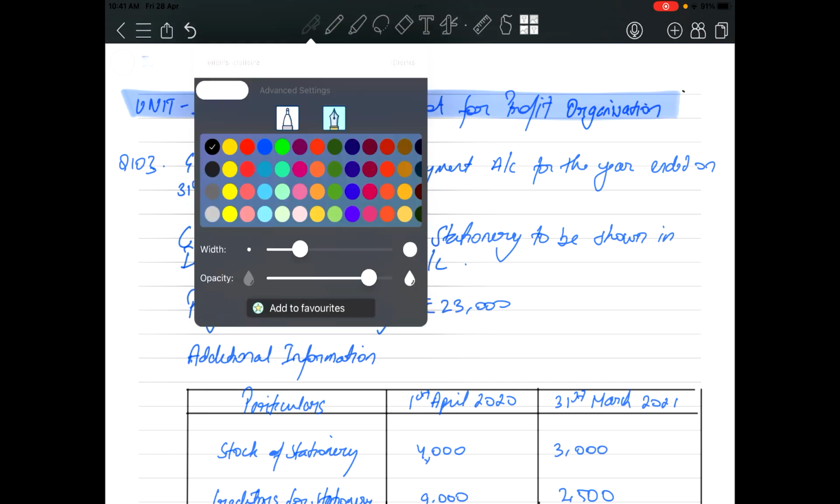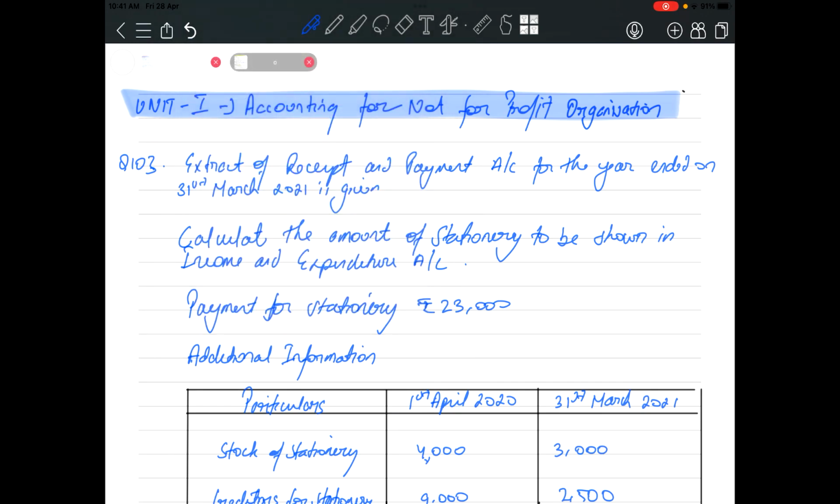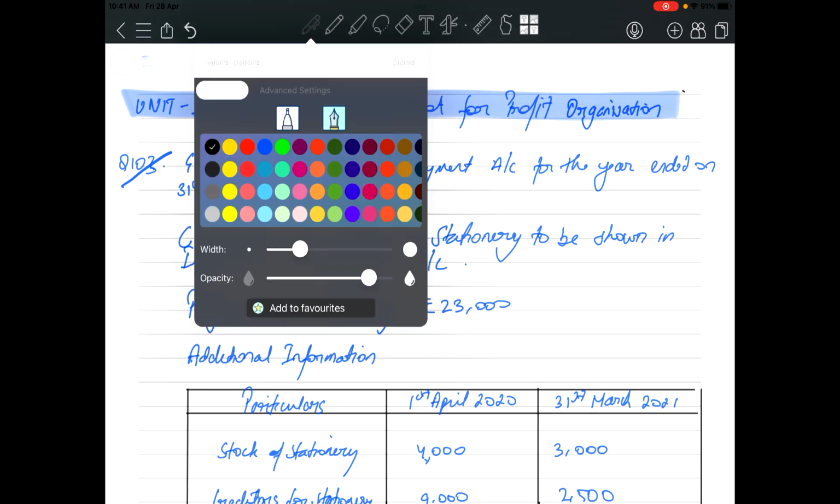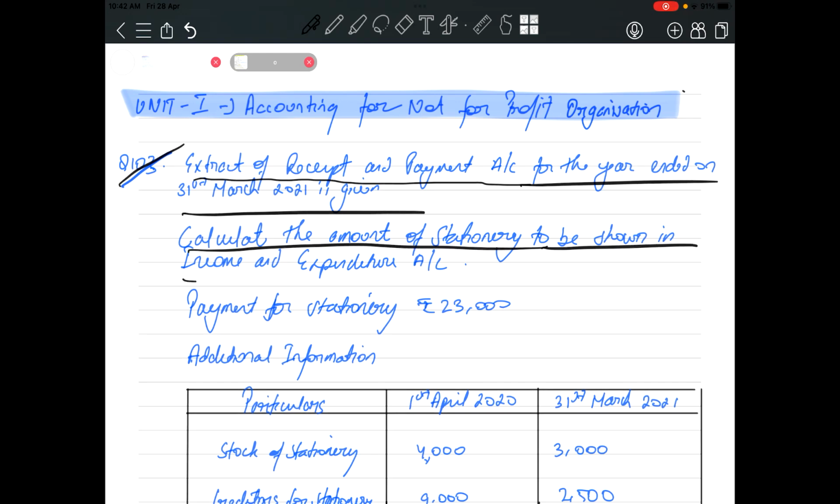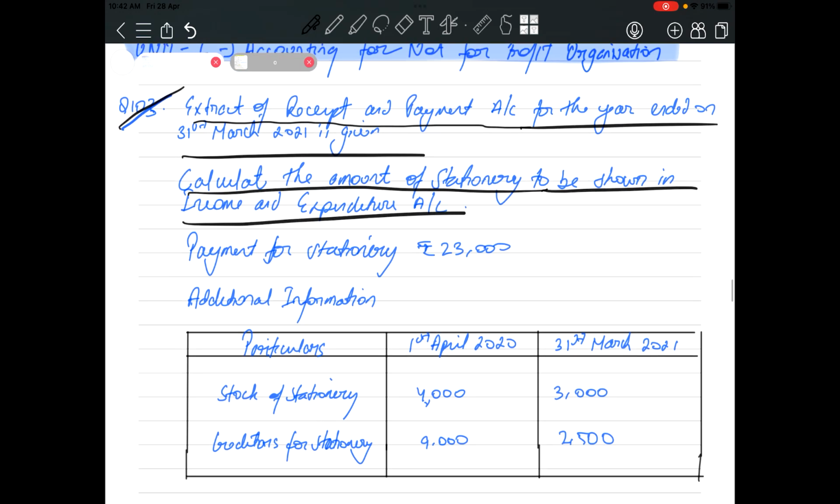Now see question number 103. This is the first question of income and expenditure account, not for profit organization. Extract of receipt and payment account for the year ended on 31st March 2001 is given. Now calculate the amount of stationery to be shown in income and expenditure account. That is what we have to calculate.